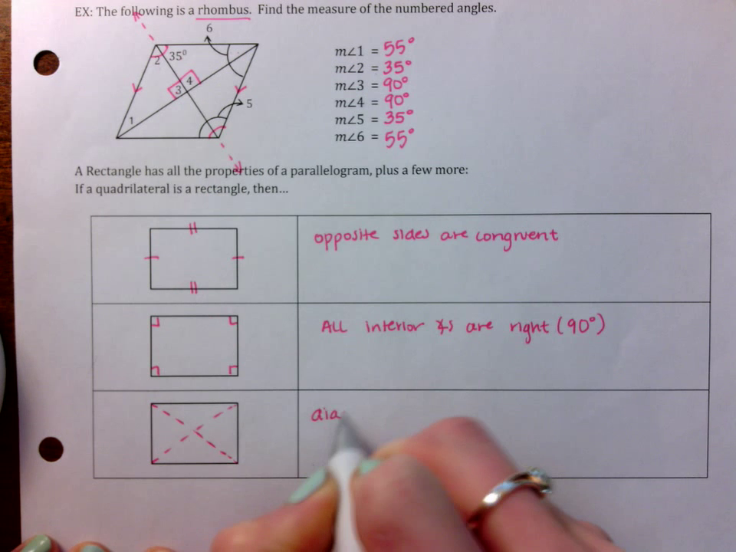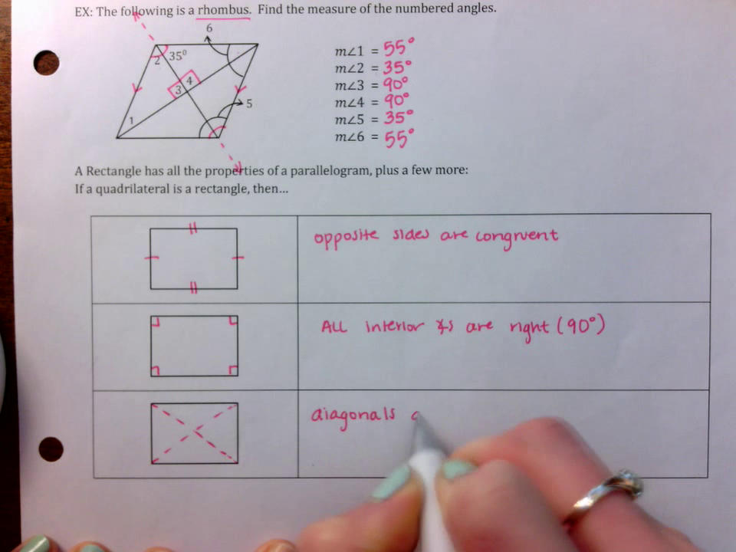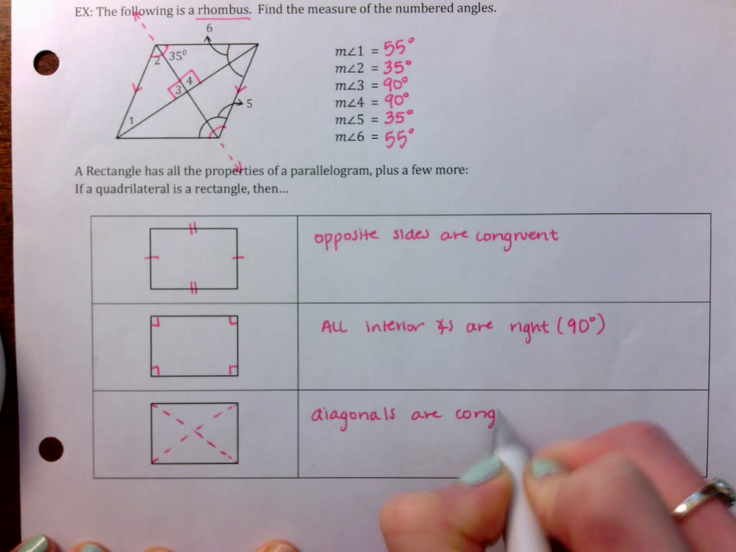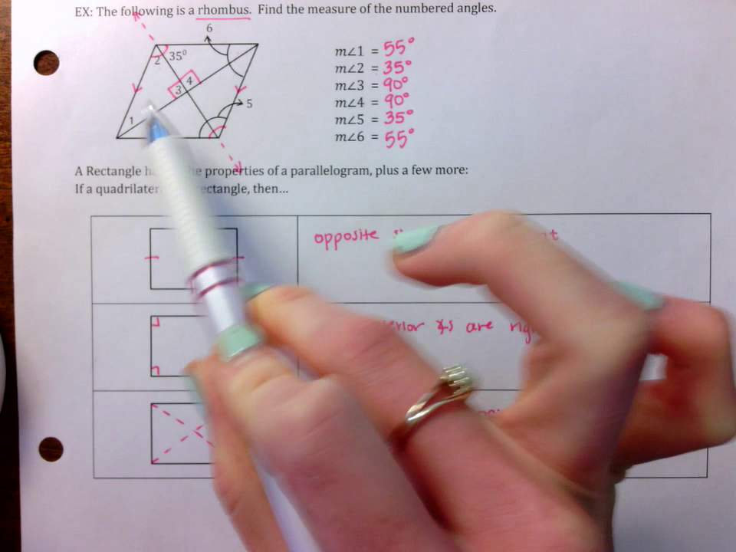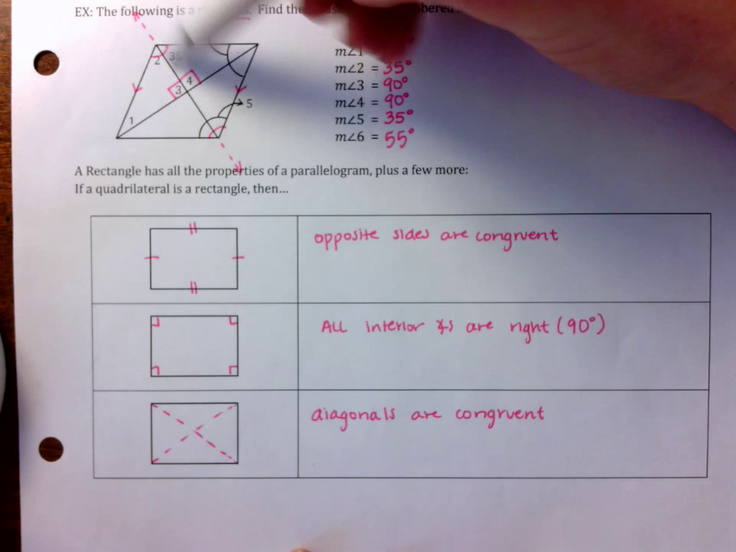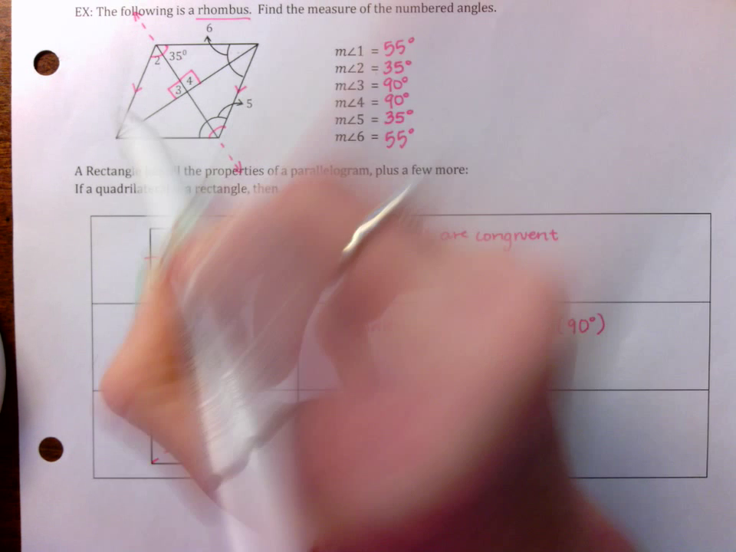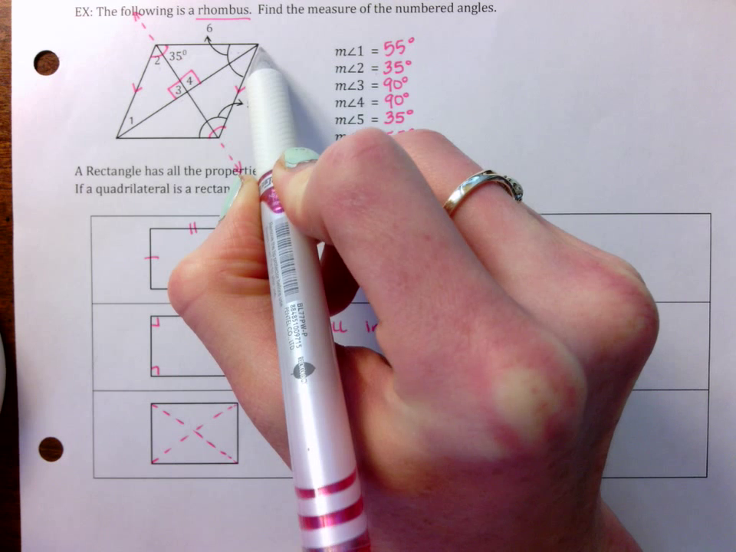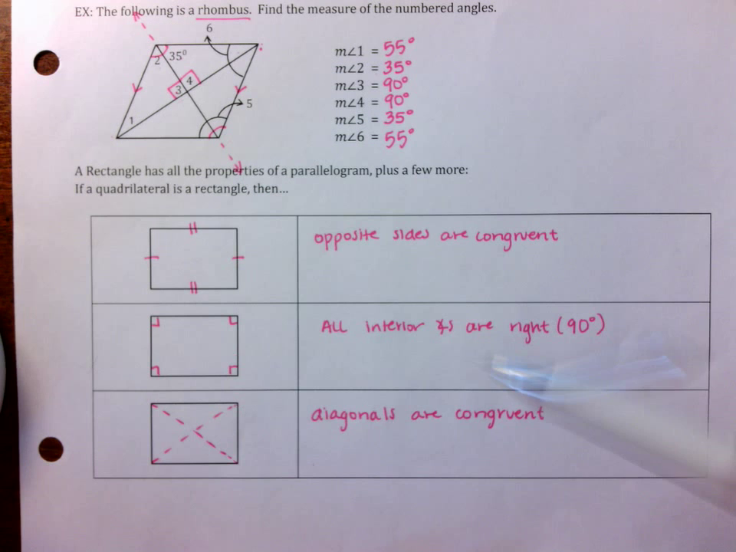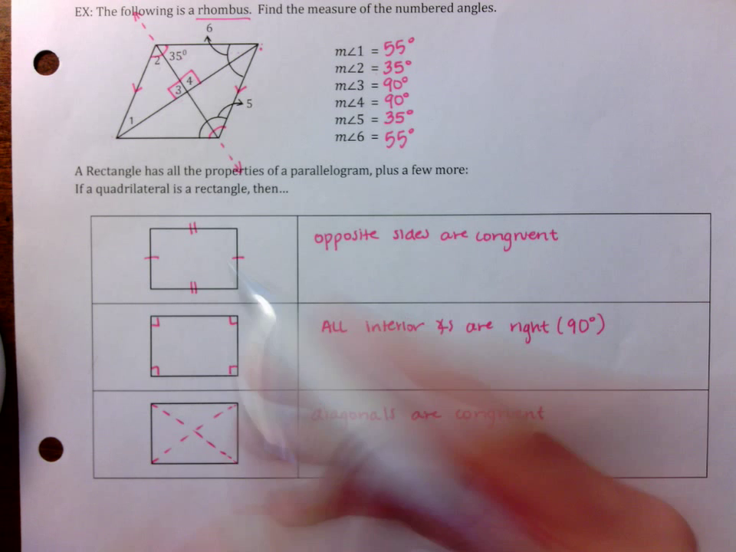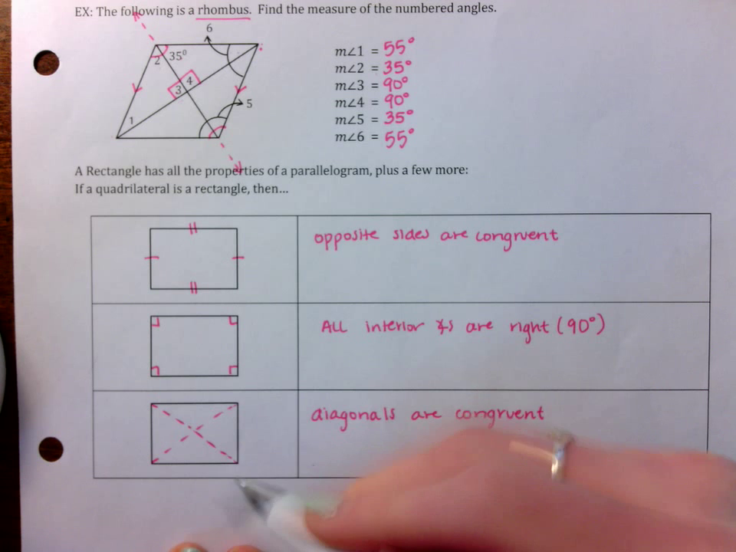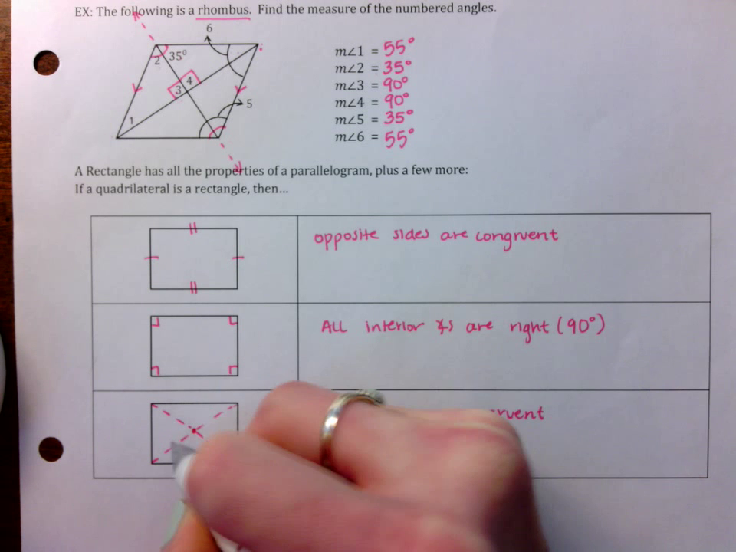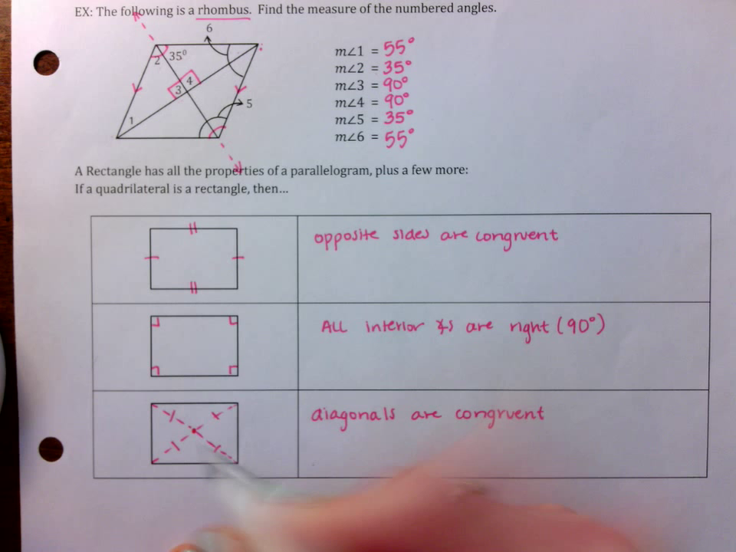So diagonals are congruent. If we look back up to, let's look at this rhombus really quick. Can you see that this diagonal of the rhombus is much shorter than its other diagonal, which goes from opposite vertexes? In a rectangle, these two are congruent, and we already know from properties of a parallelogram that they bisect each other. So if I were to draw congruent symbols, all those tiny segments, all four of those, would be congruent.